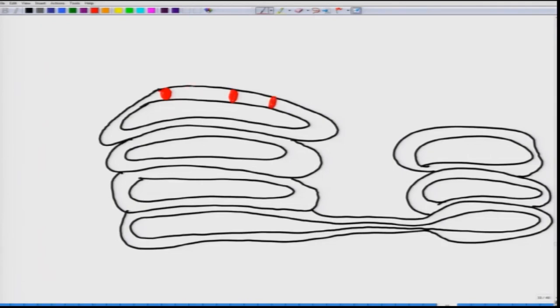And there are two different kinds of photosystems which are involved in it. One is called photosystem 1, the other one is called photosystem 2.